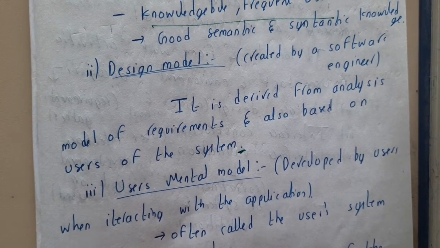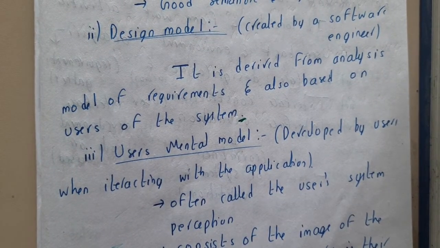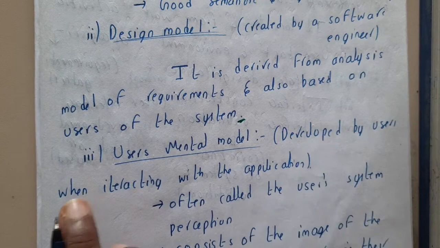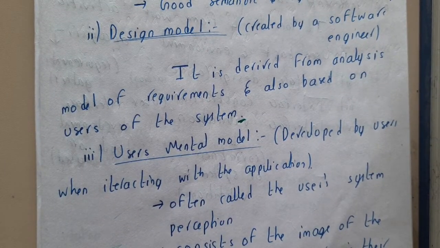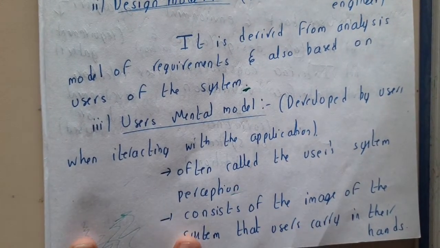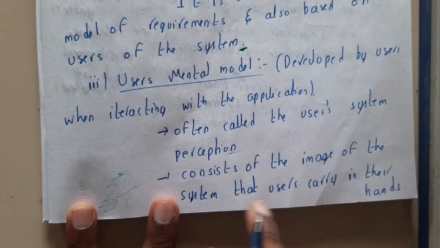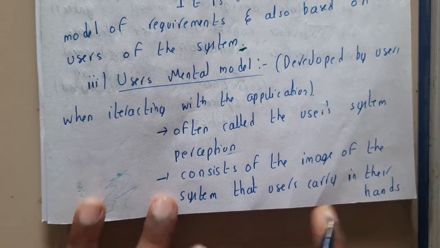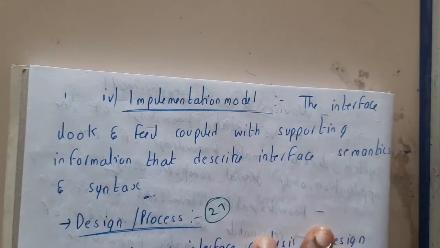Similarly, the user mental model is developed by the user when interacting with the application. You can say that it is something like short term memory, where he will be remembering how to do it. It is often called user system perception, and consists of the images of the system that users carry in their heads. Basically how the user is interacting, we will be discussing in that model.